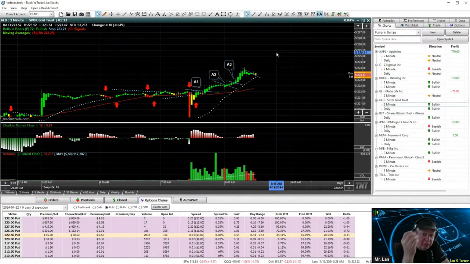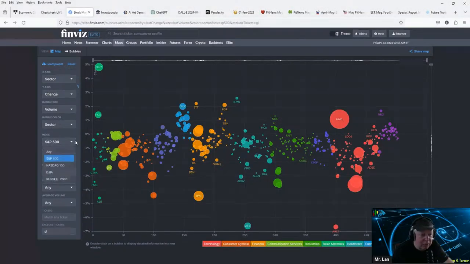Well, there's no opportunity if it doesn't break the blue lines, so we don't need to sit here. We can come back in a minute. Let's go look at something else. Let's go look at, there's nothing really fun. Nothing really fun.